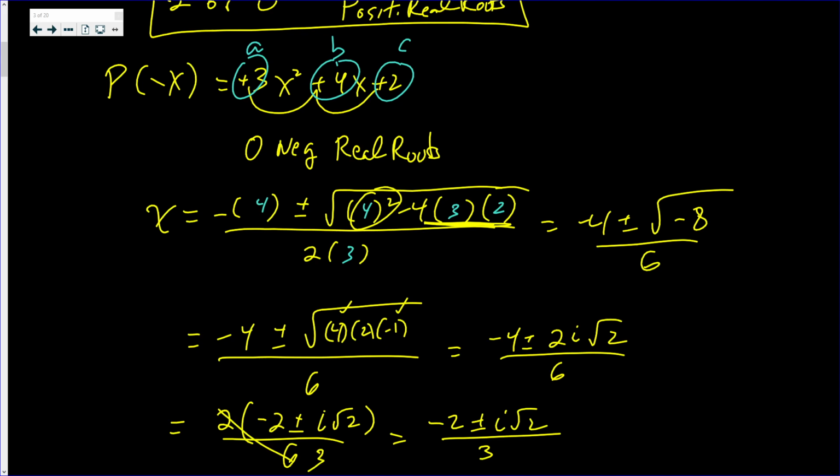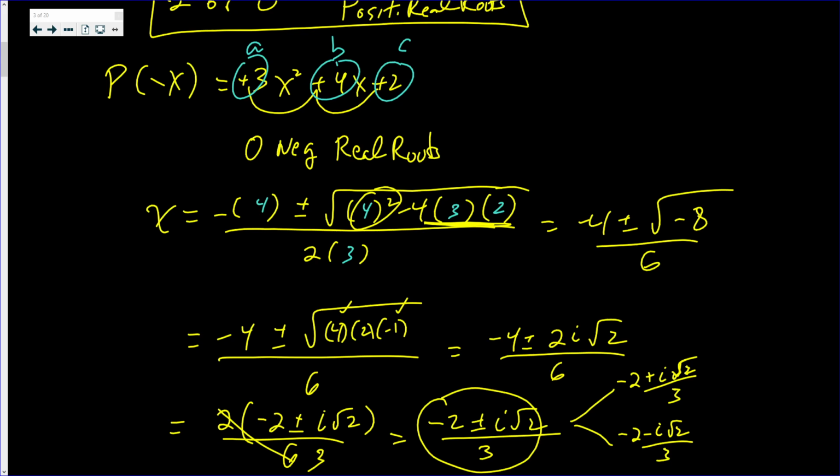So we got 2 complex roots. And notice that they came in complex conjugate pairs. This here is a symbol or a representative for 2 numbers: negative 2 plus i square root of 2 over 3, as well as negative 2 minus i square root of 2 over 3. 2 numbers.